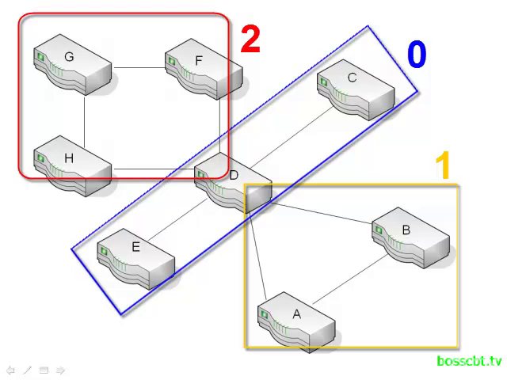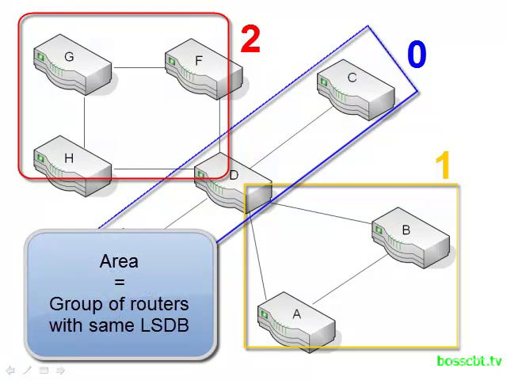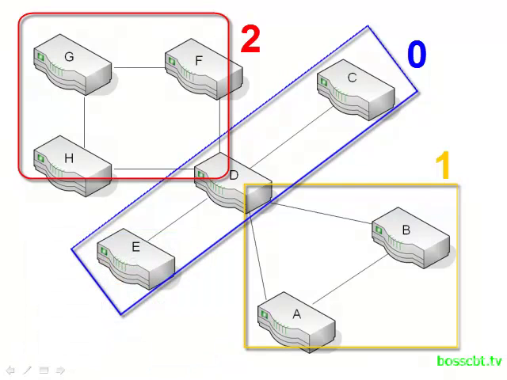Quite simply, an area is just a group of routers that all have the same link state database information. As before, when we didn't have areas, every router had the same link state database information. Well, here we're cutting up the network, and only routers within an area share the same link state database information with other routers in that area. That means routers in different areas can have different link state database information.